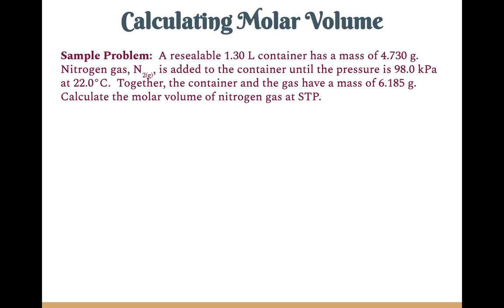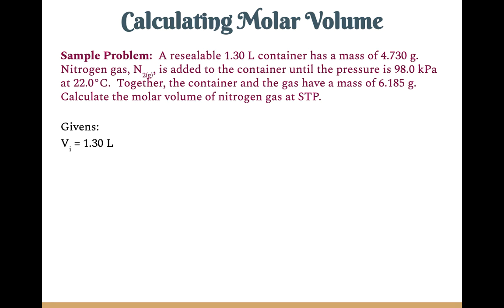Let's go through a sample problem about how we can calculate molar volume. Here's our problem. We have a resealable 1.30 liter container, and the container itself has a mass of 4.730 grams. Nitrogen gas is added to the container until the pressure is 98 kilopascals at 22 degrees Celsius. Under those conditions, the container and the gas have a mass of 6.185 grams. The question wants you to calculate the molar volume of nitrogen gas at STP, so at a different set of conditions. There's a lot of information given in that question.